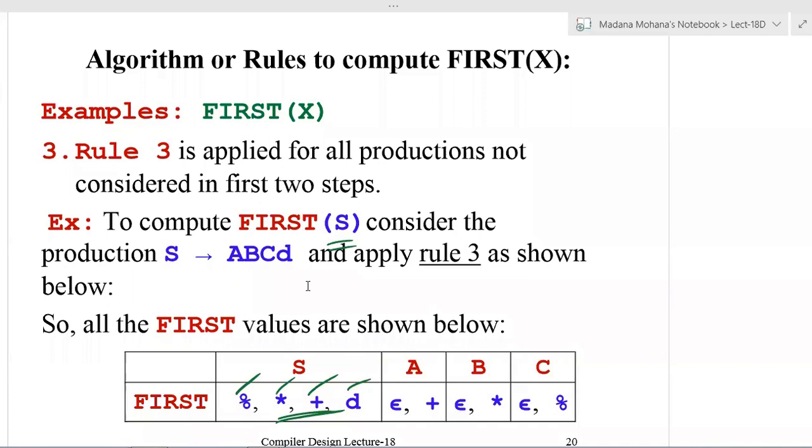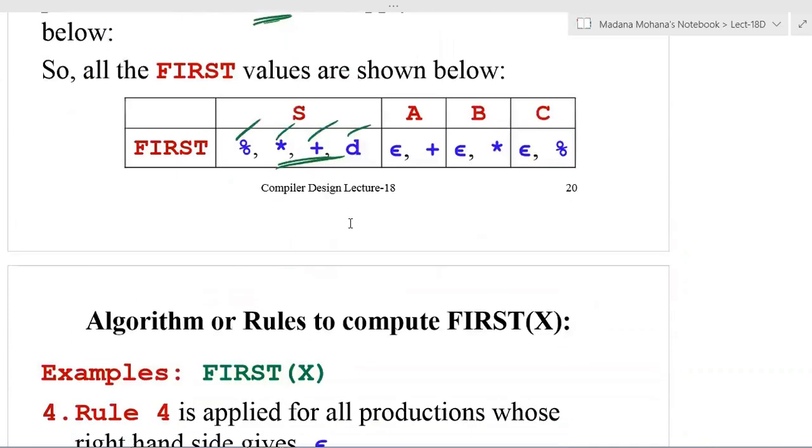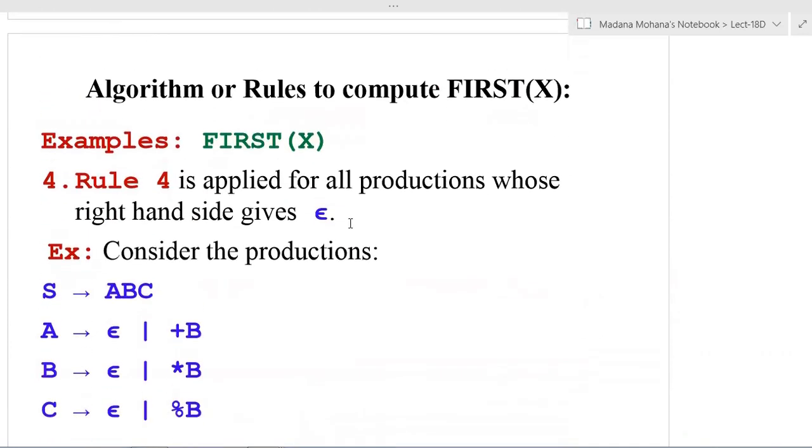Whereas rule 4 is nothing but this: on the right hand side, here A, B, C, suppose capital D is there. If capital D also derives null, meaning A, B, C, D all derive null, then what you have to do? Null is added to first of S. That is nothing but rule 4. Rule 4 is applied for all the productions whose right hand side gives null. Suppose consider the following production. Here S derives all variables in the right hand side A, B, C. Now here A derives null, B derives null, then C derives null.